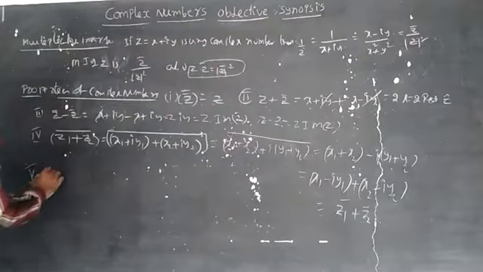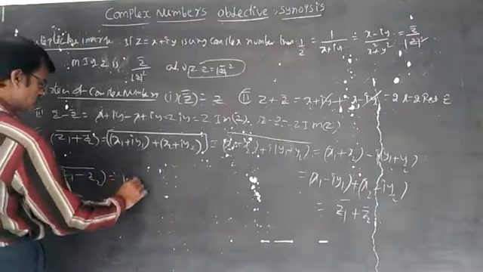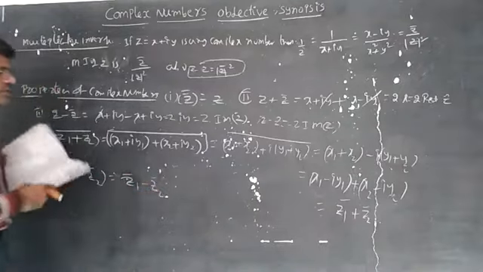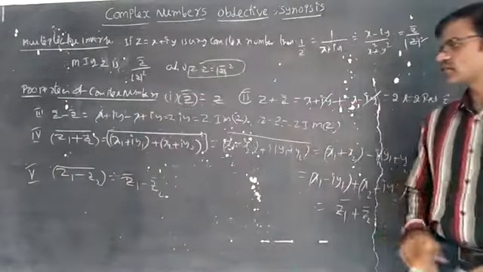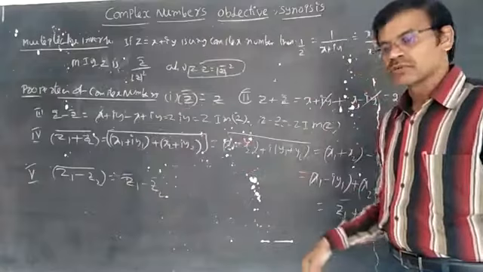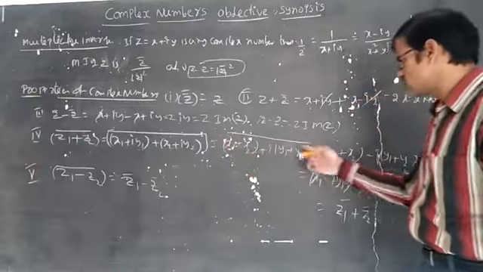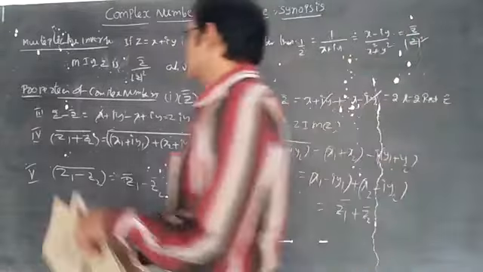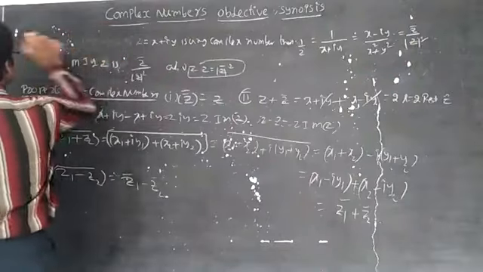Fifth one. Directly I am writing this one, z1 minus z2 whole bar. You can understand this as z1 bar minus z2 bar. In the similar way, you can do it using x1 plus iy1 minus x2 minus iy2. So x1 minus x2 minus i of y1 minus y2, like that, which is z1 bar minus z2 bar. Now next one, let us think z1 z2 whole bar.